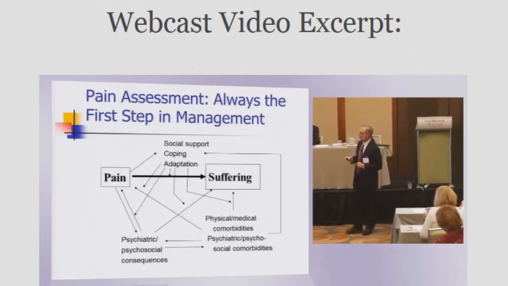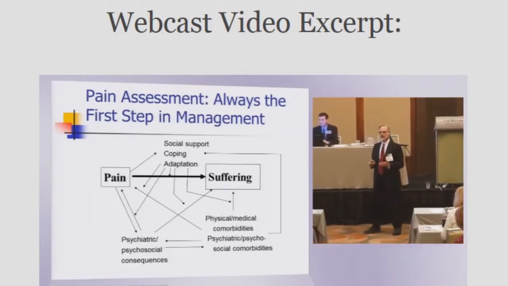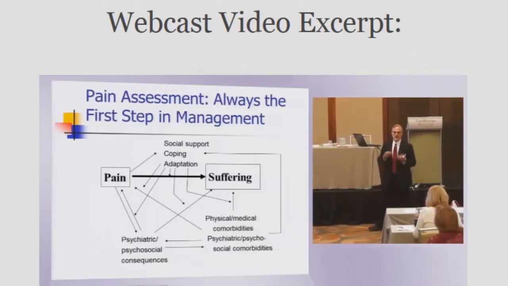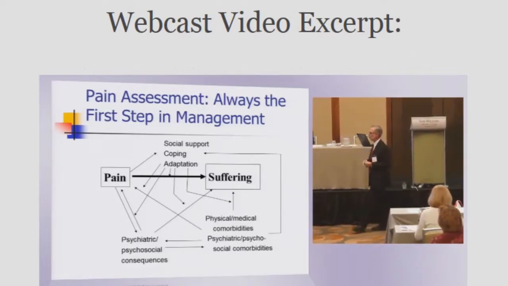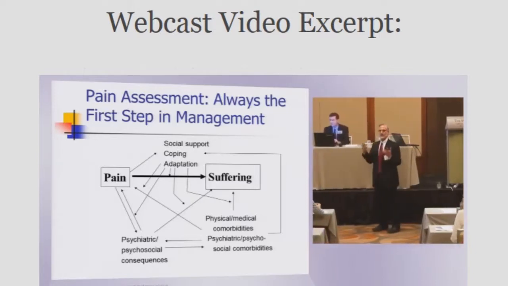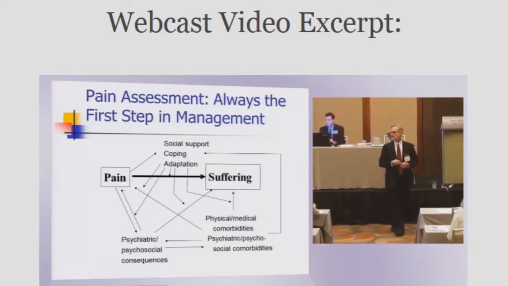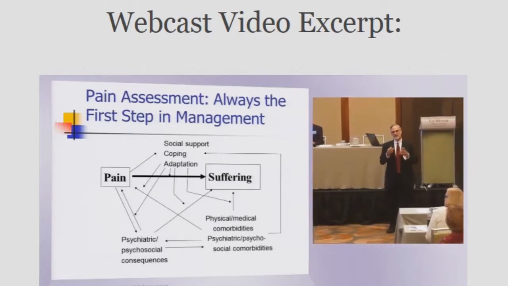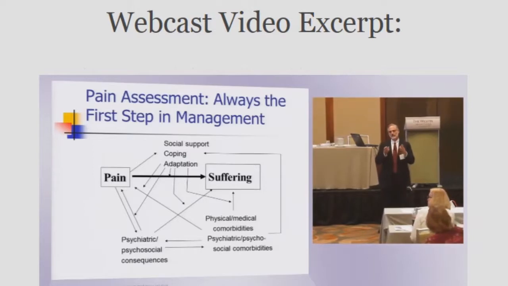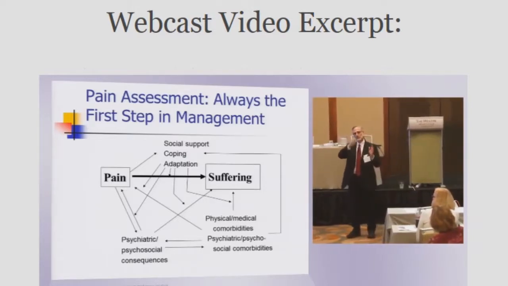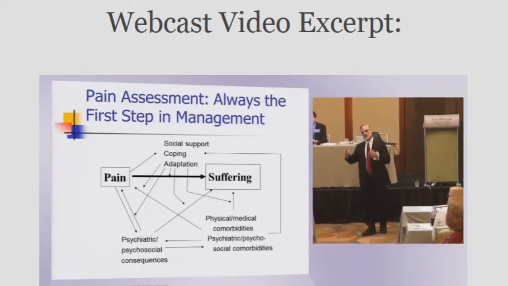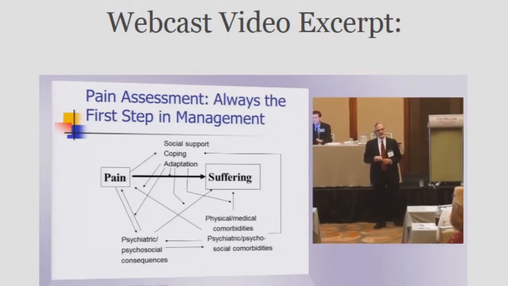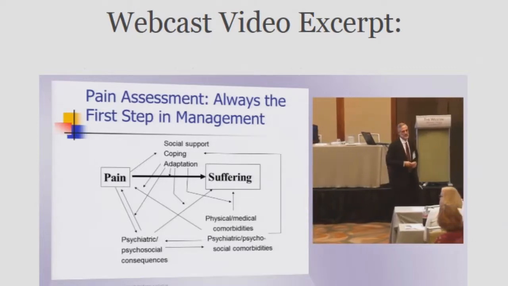of suffering. Suffering may have its own contributing factors that may be related to psychiatric, psychosocial consequences of the pain or comorbidities. It may be related to physical or medical comorbidities or a variety of other things such as distress in the family. Social support, coping, and adaptation, the resilience of the patient, can be viewed as moderating factors that might influence the extent to which pain influences this broader construct of suffering. And this I'm sure you've seen in your own clinical practice.